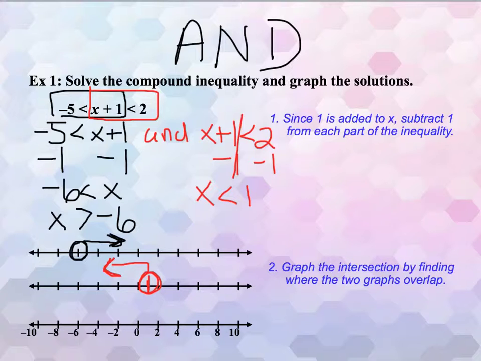And as you can see, the graphs kind of overlap. You can see this black arrow going all the way to the right, and the red arrow going to the left. They're going to overlap right here in the middle, and that's what makes our AND compound inequality.